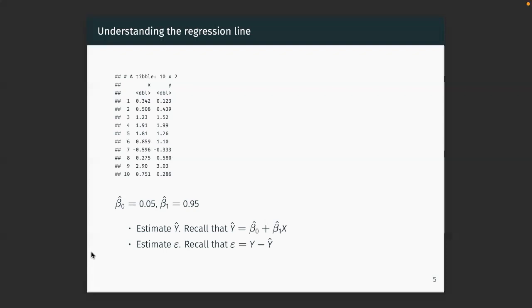Y hat equals beta hat 0 plus beta hat 1 x, we'll call it y hat 1. In this case, we'll get y hat 1 equals 0.05 plus 0.95 times x1, which is 0.342. That is y hat 1. And we can do that all the way down.